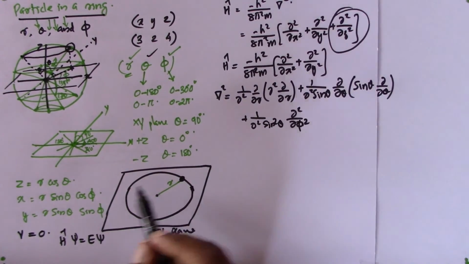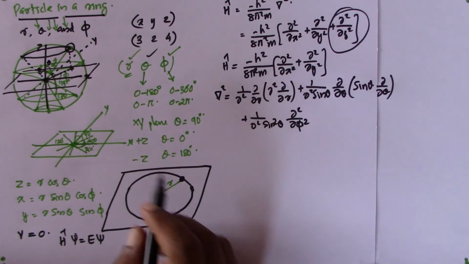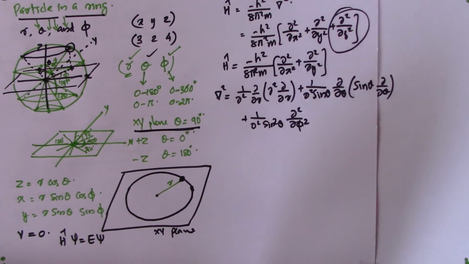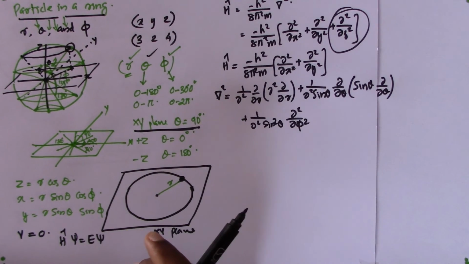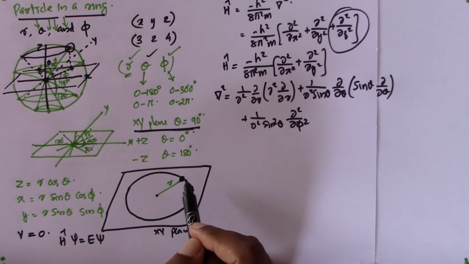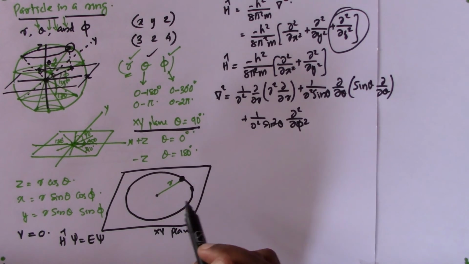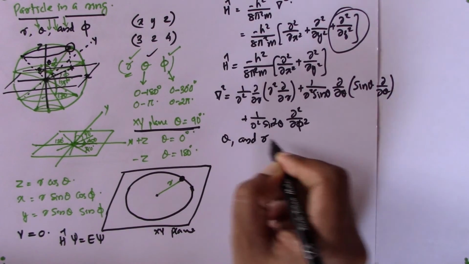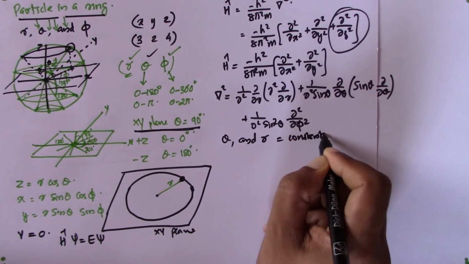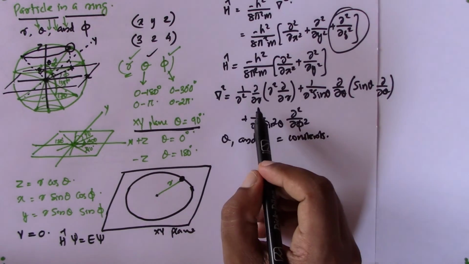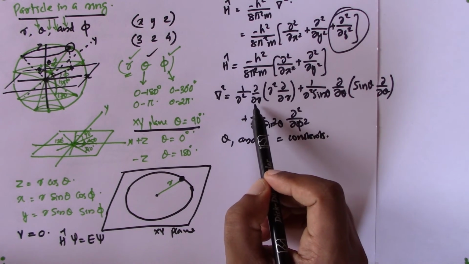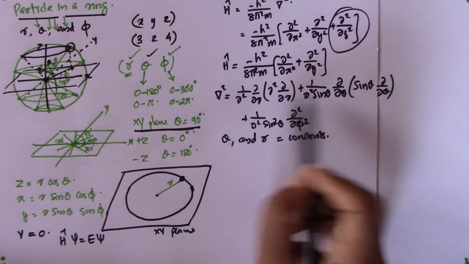And here our particle is in the xy plane. We already learned that in the xy plane theta is equal to 90 degree, so theta is a constant. And in our case r is also a constant because the particle is rotating in a ring of constant radius r. So theta and r are constants, and since they are constants, the derivatives with respect to r and theta, these terms, can be omitted.